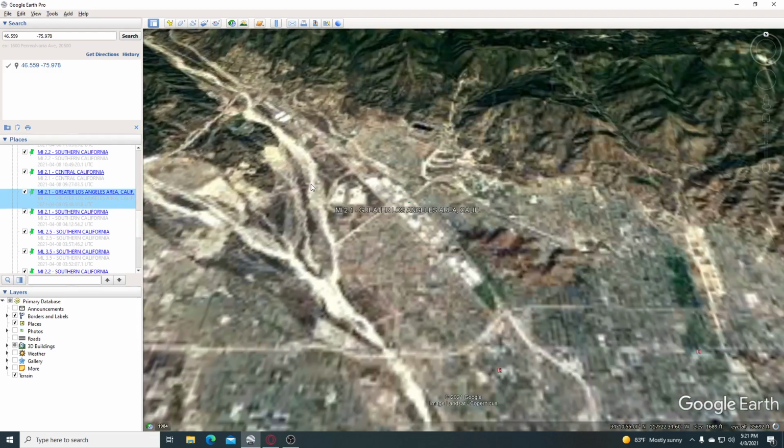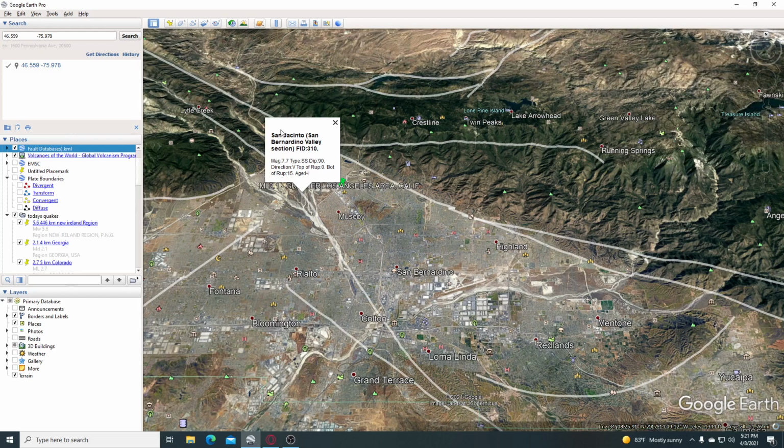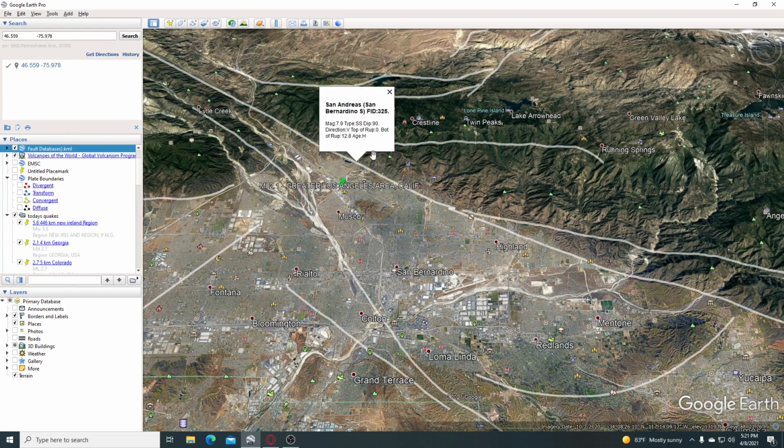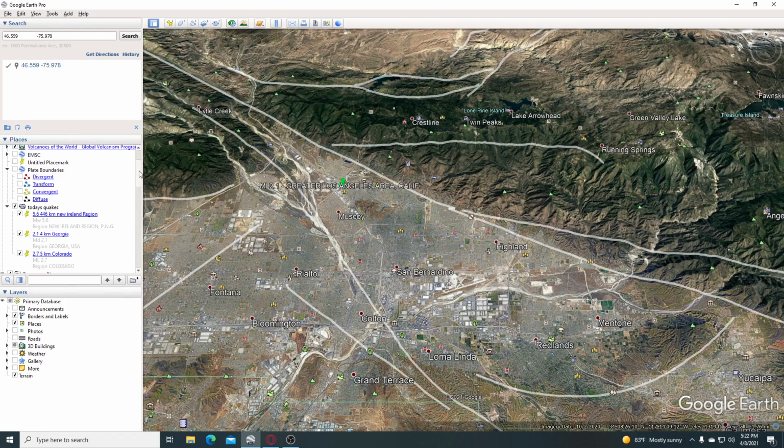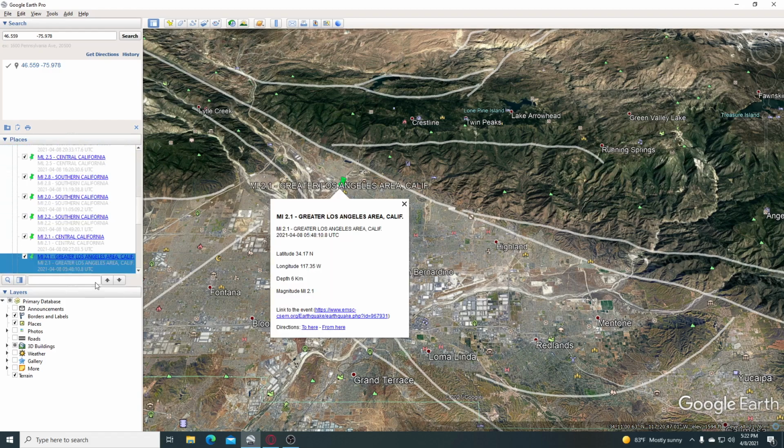Now we can back out here and see that this was between the San Jacinto Fault line and the San Andreas Fault line. The San Andreas comes up here, and you can see where it splits off. This is the San Andreas San Bernardino South and the San Andreas San Bernardino North. So this one is south and this one's north. Let me get back to the right one here.